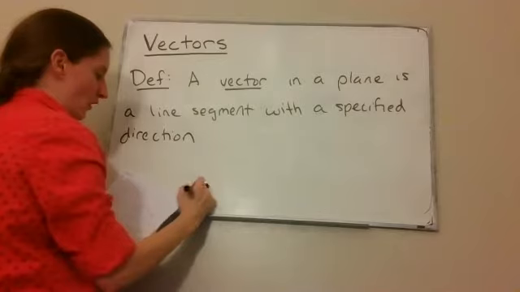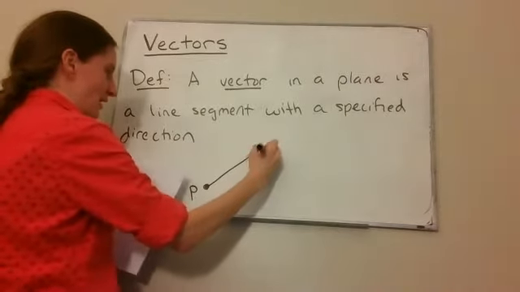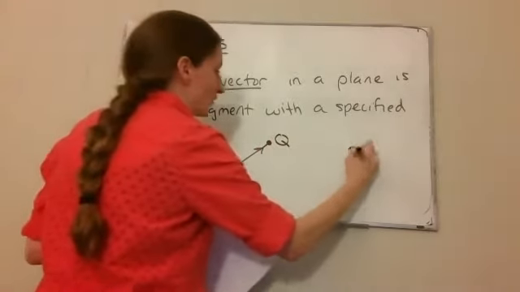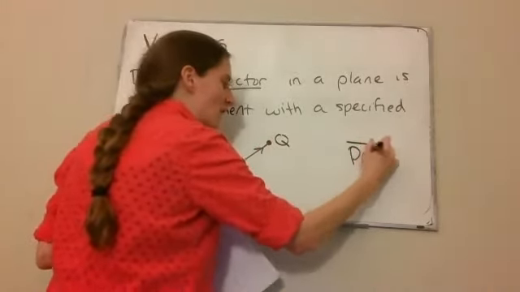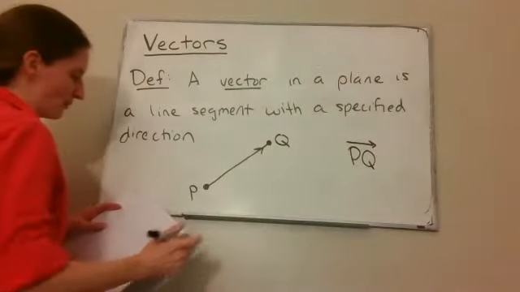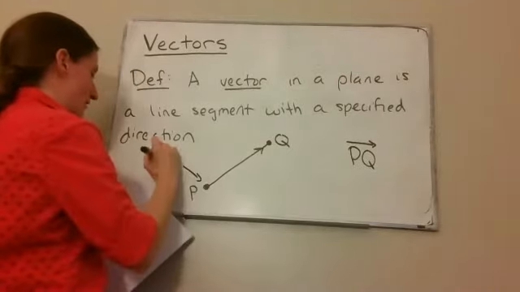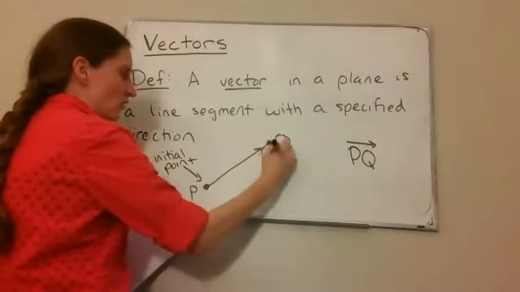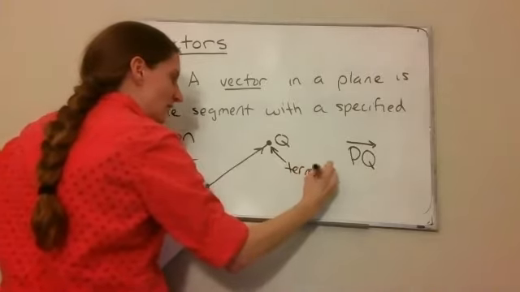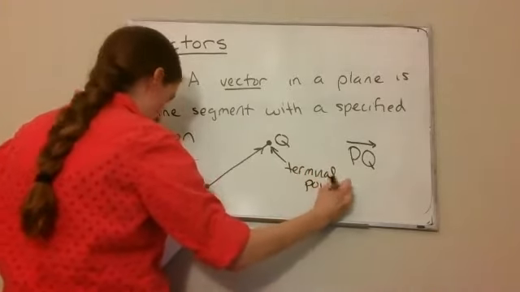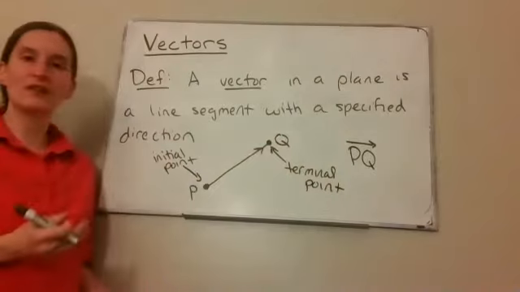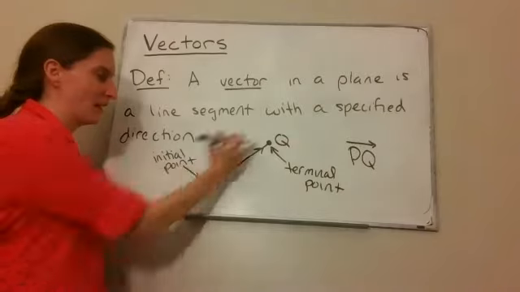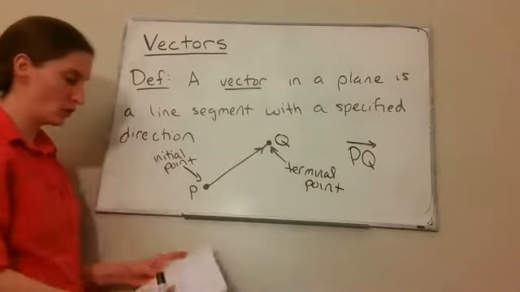So I'm just going to draw an example from P to Q. This is the vector PQ, which we indicate it's a vector by putting an arrow over the top. P would be called the initial point. Q is the terminal point. And so PQ is the vector going from P to Q, and so the direction that is specified is in the direction from P to Q.